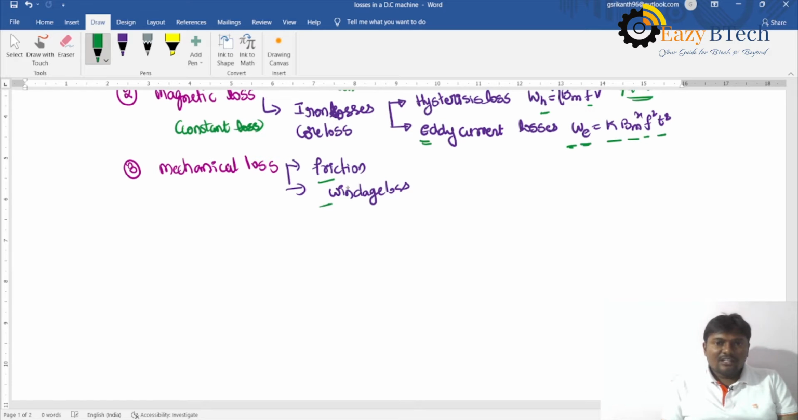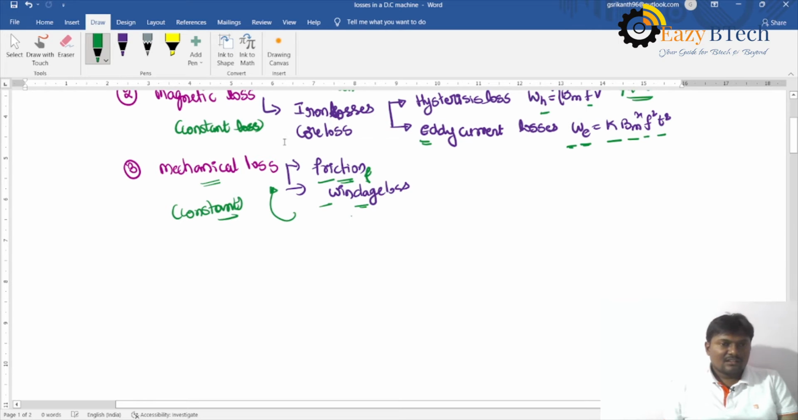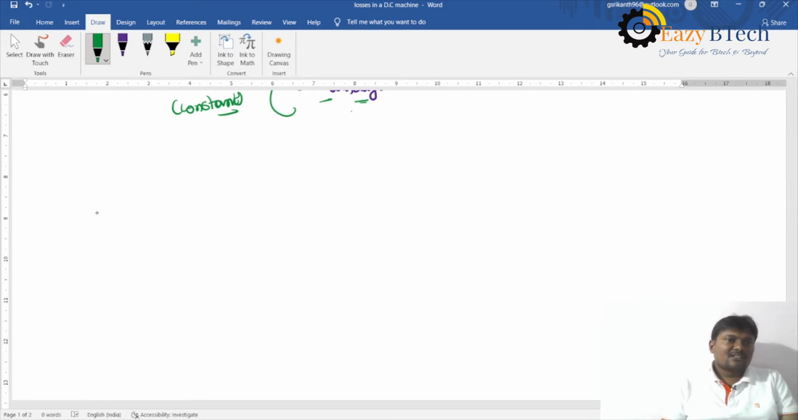And friction and windage losses. Initially, to overcome the friction some power is required, and that loss is called the friction loss. Once it is rotated, the wind opposes the speed of the motor or the generator, then windage loss will be produced. That comes under the category of mechanical losses, and this is also constant. Now we are segregating the losses like this.